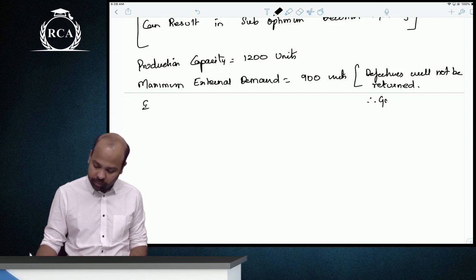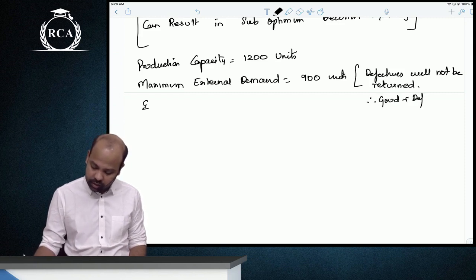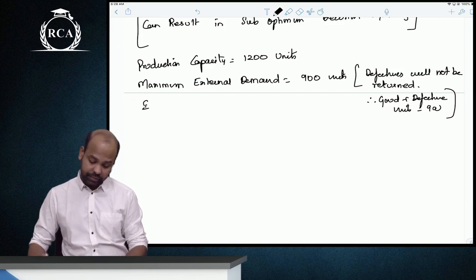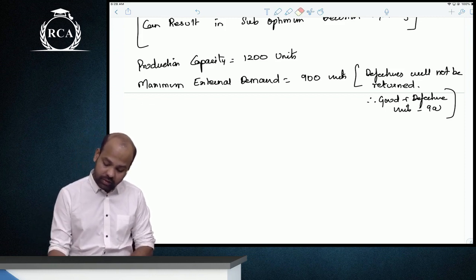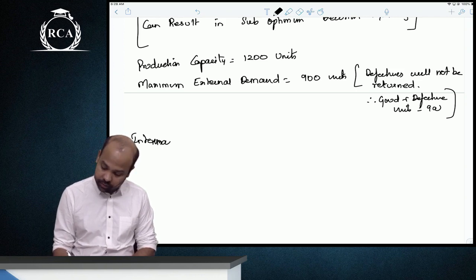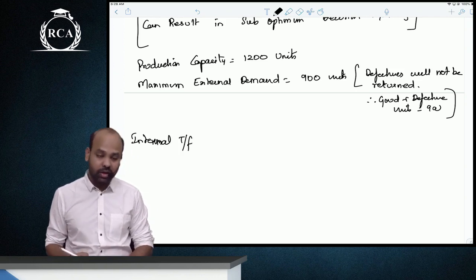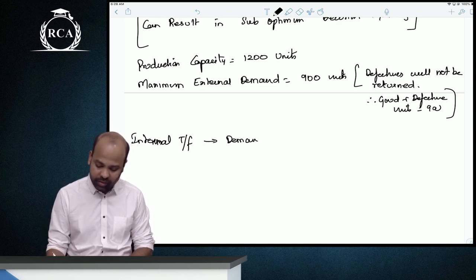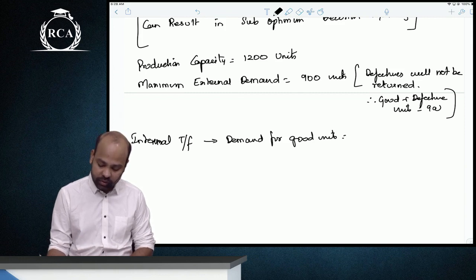Therefore, good plus defective units is only 900. Good plus defective units are equal to 900. You do not have to worry about defectives there, guys. But as far as internal transfers are concerned, the demand for good units should be considered as 630.